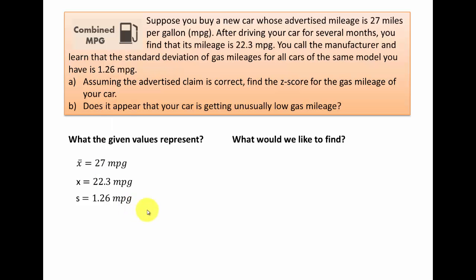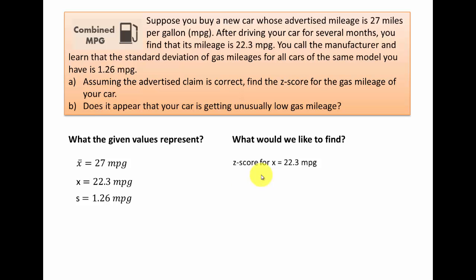Now, what would you like to find? First, we are asked to find the z-score for the gas mileage of your car. In other words, we want to know how far 22.3 is from the mean 27 in terms of the number of standard deviations. This will allow us to know exactly how many standard deviations the value 22.3 is below the mean.